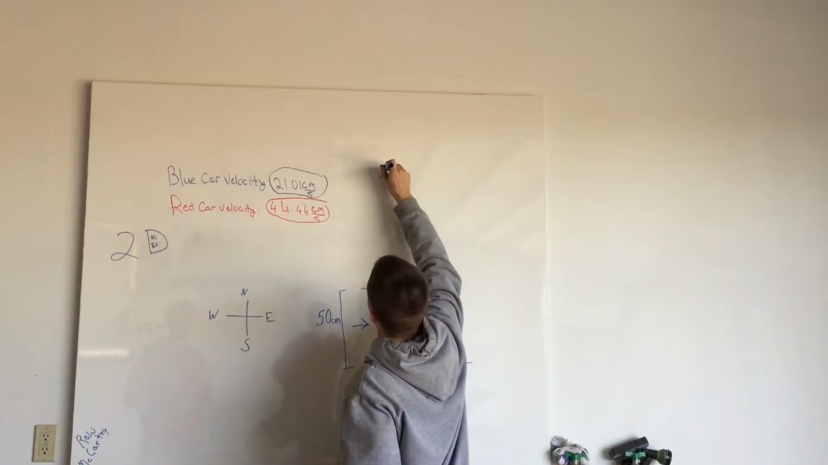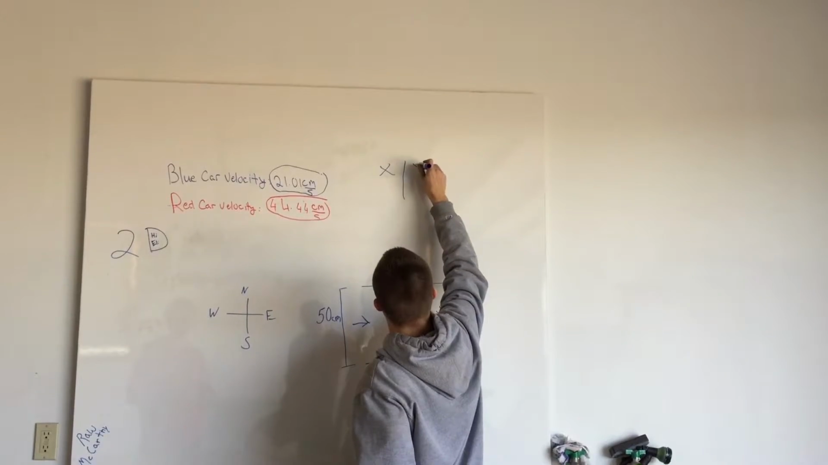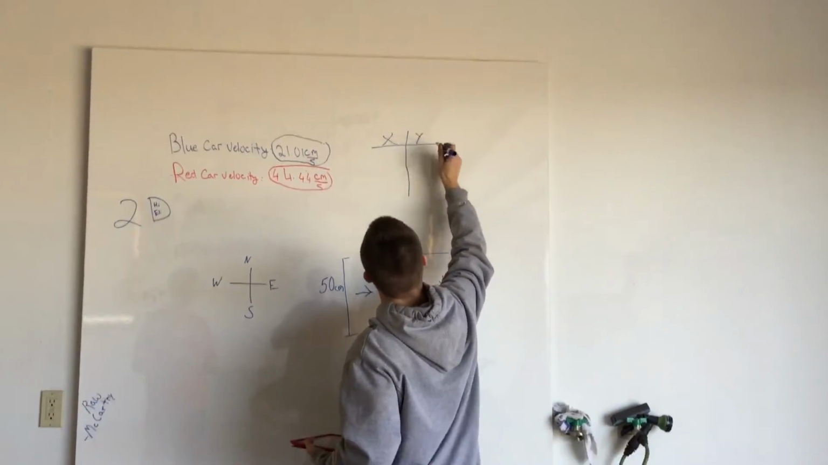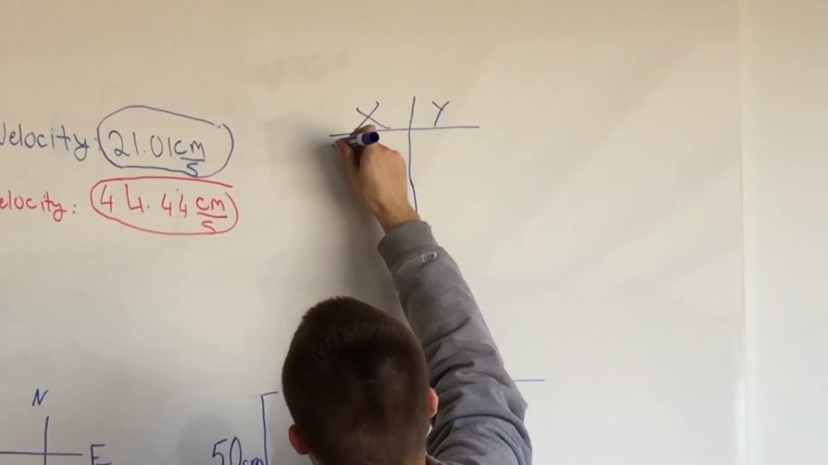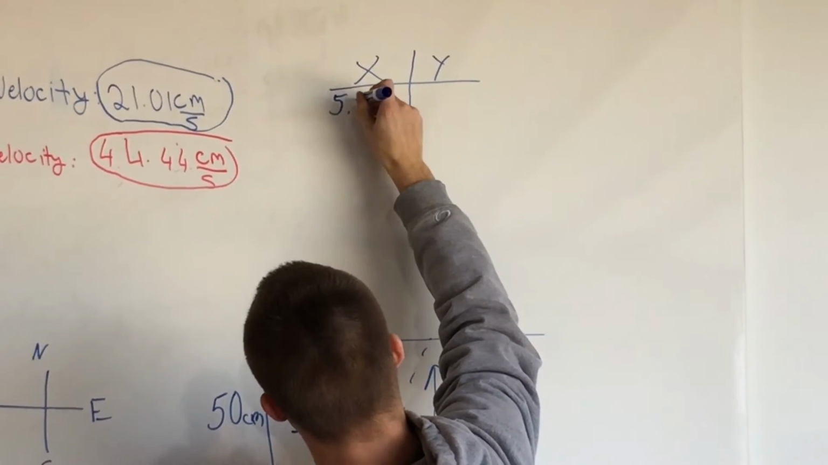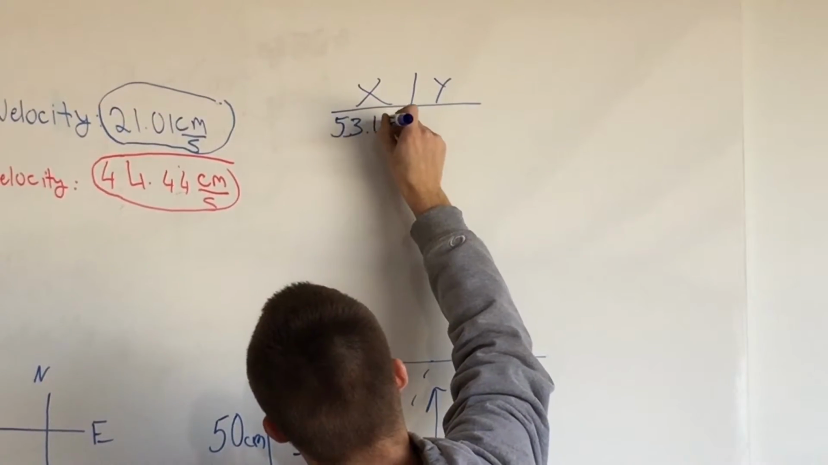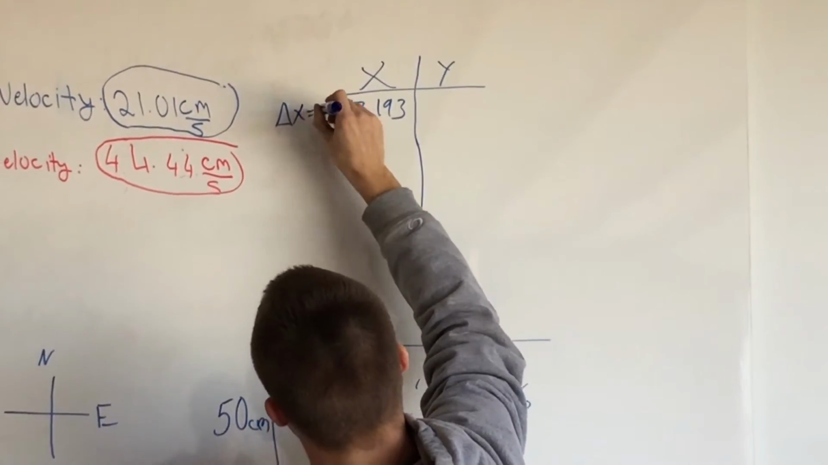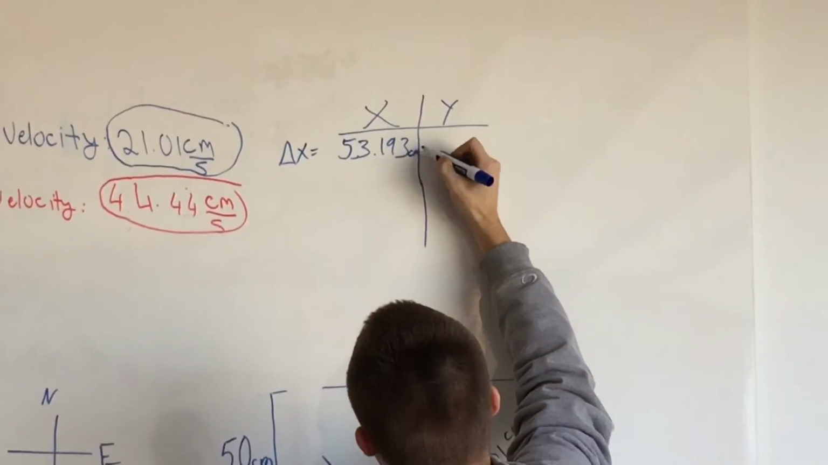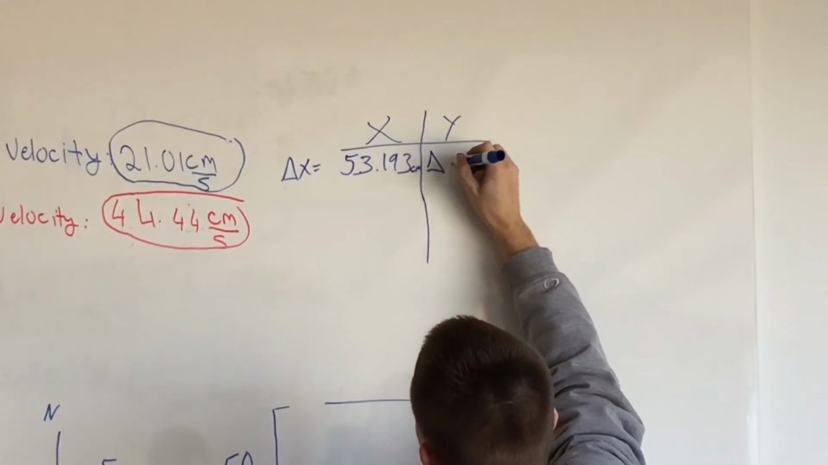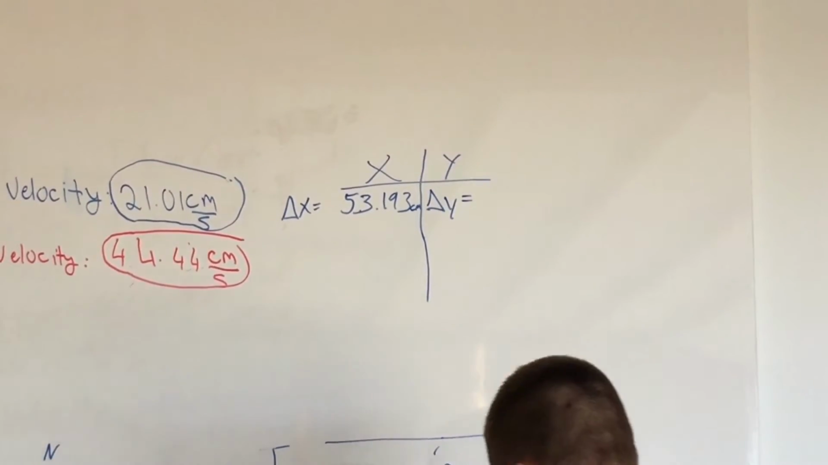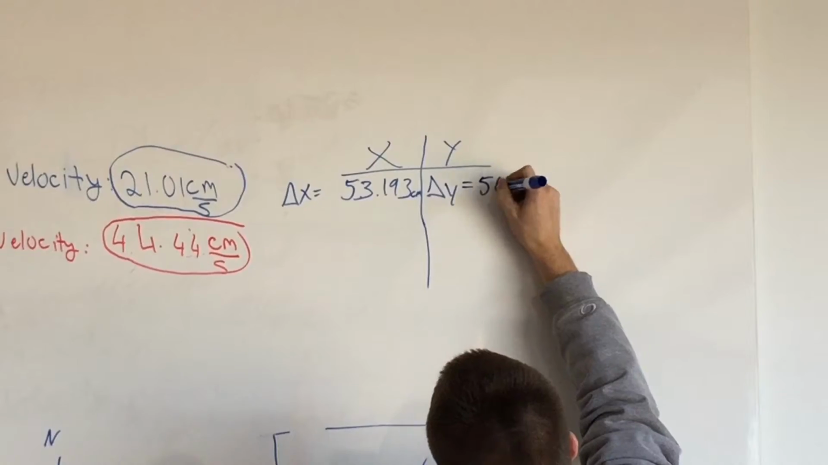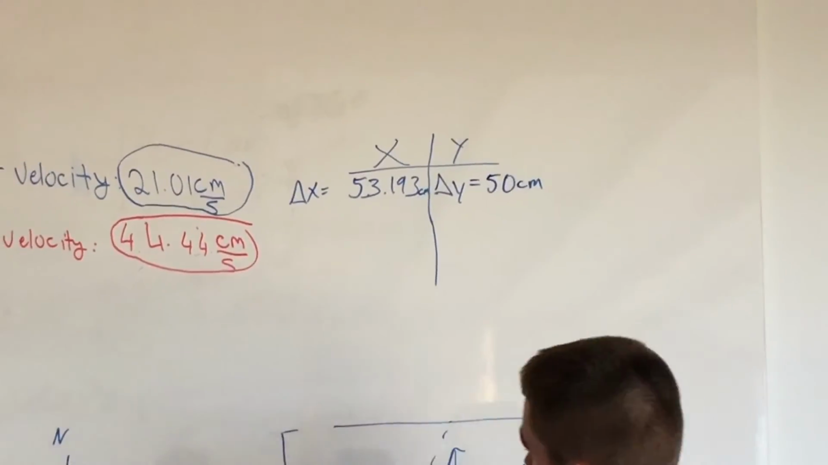Let's explain this in a more simple manner, to where you can see all of the information in one chart. We're going to place these in X and Y columns. The 53.193 would be our delta X, in centimeters. Our delta Y equals the 50 centimeters, which would be the width of the treadmill.